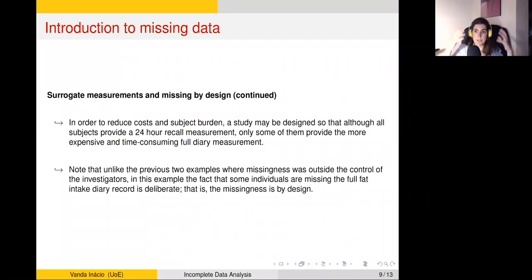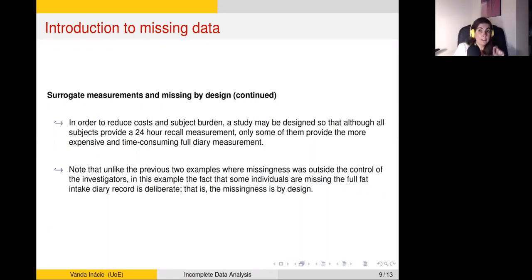For all the participants in our study, we record their 24-hour fat intake. And only for some of the participants, we record the more expensive and time-consuming full diary measurement. In this example, the fact that some subjects are missing the longer full diary measurement is by design. In the previous two examples, in the surveys and in the clinical trials, we had missing data because it happened. It was completely outside of our control, while here, missingness is completely under our control.